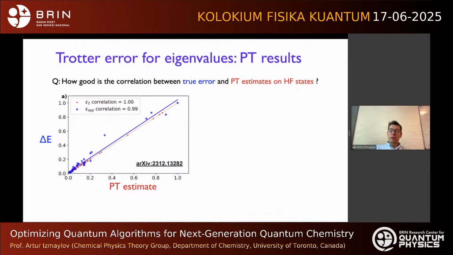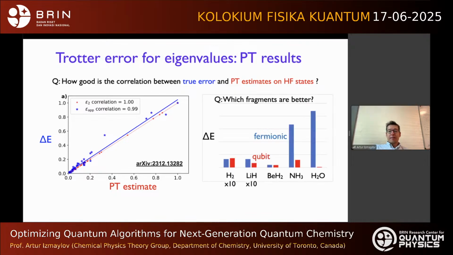Of course, we didn't have exact states. We calculated with approximate states, but in this relatively recent work, you could see more details. But the idea is that there is an almost perfect correlation between what the actual error is and what the perturbation theory estimate is. And so perturbation theory is the way to go.